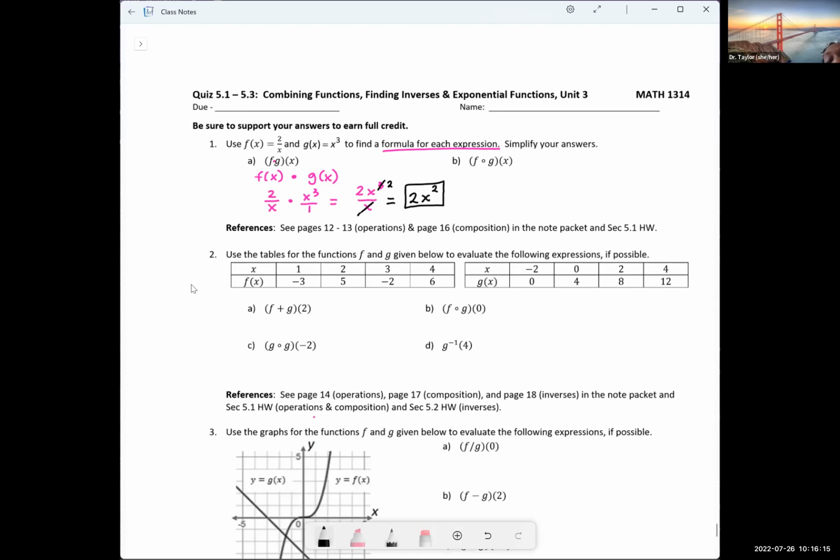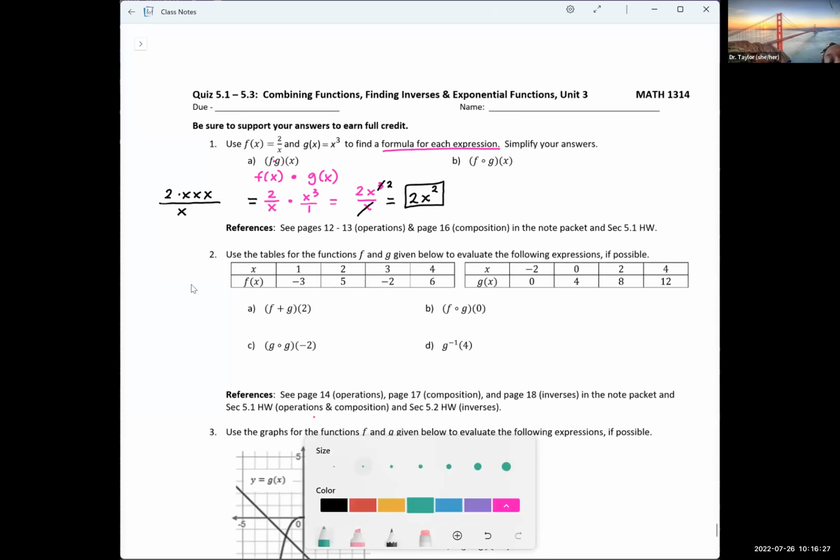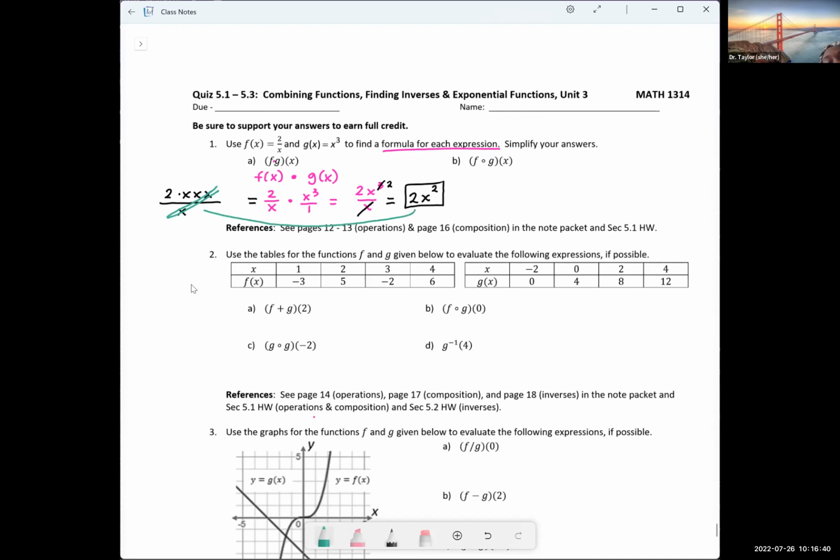For those who may not understand that, when you multiply these out, you get 2 times x times x times x all over x. And if you were to cancel out the things that are on top and bottom, because dividing anything by itself is 1, we would be left with 2 x's and a 2. And that is the equivalence of that. Are there any questions of this?